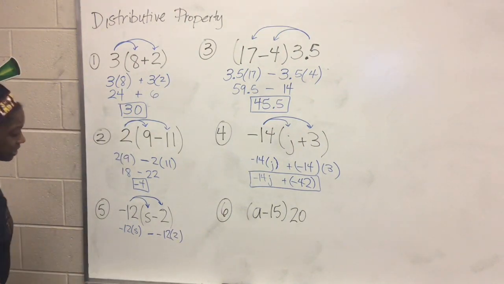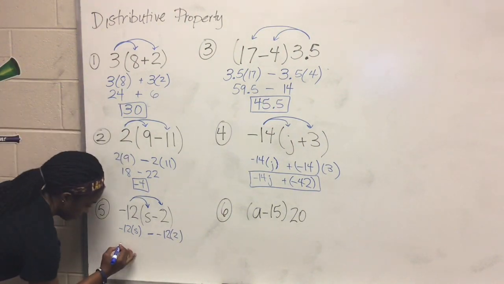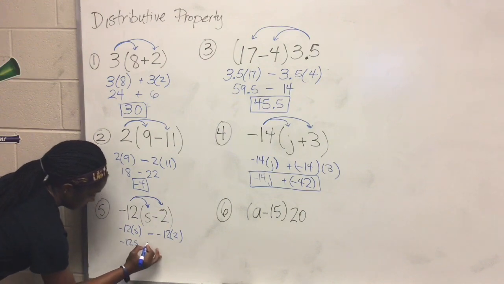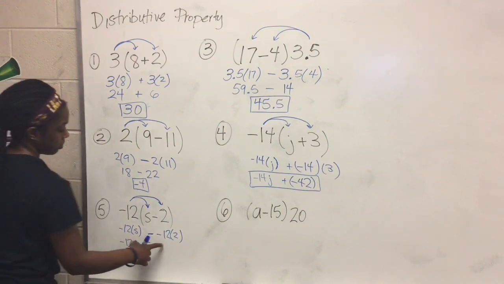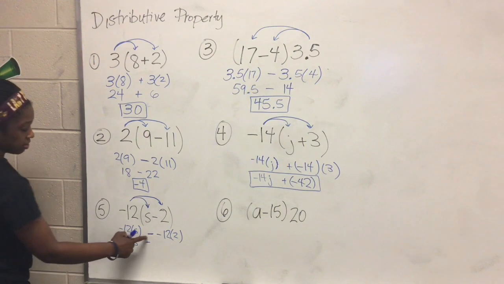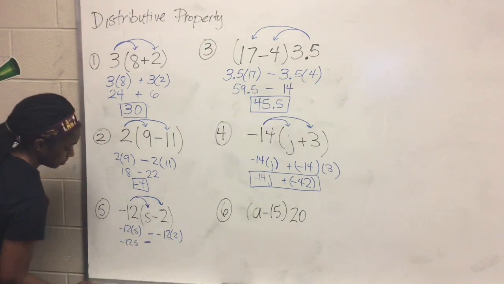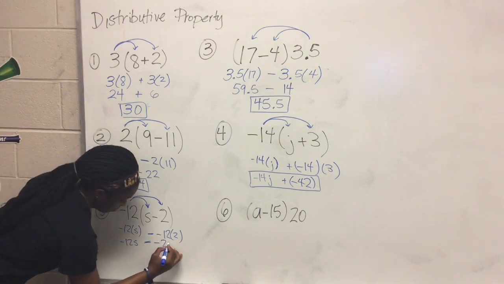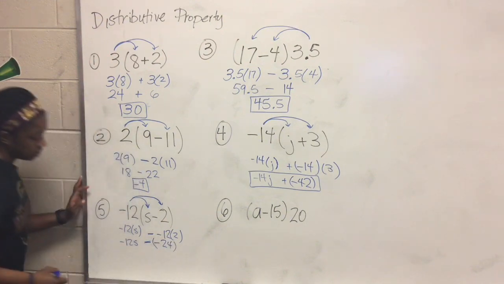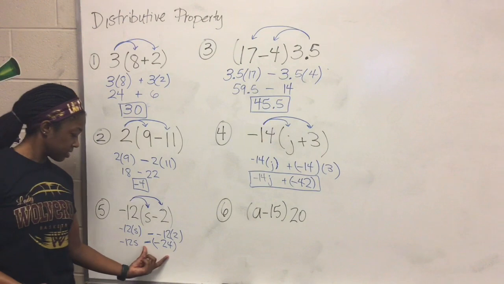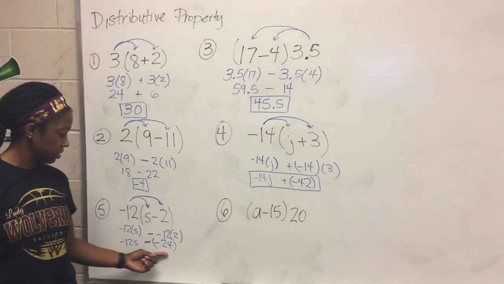Negative 12 times s is negative 12s minus negative 12 times 2. Make sure you have your 2 minus signs. Negative 12 times 2, negative 24. So this is an answer. However, I can simplify this one way.